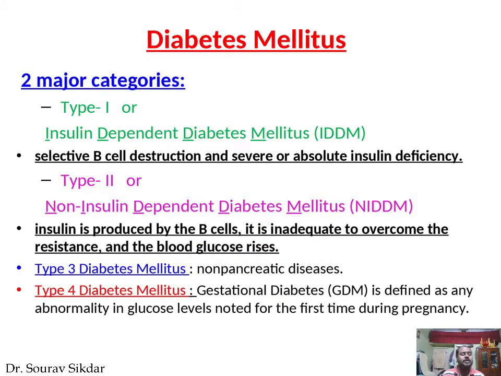Type 1 is insulin dependent diabetes mellitus, that is IDDM, where there is selective beta cell destruction and severe or absolute insulin deficiency. And type 2, which is also very common, is called non-insulin dependent diabetes mellitus, that is NIDDM, where insulin is produced by the beta cells but it is inadequate. That means beta cells are there and always produce insulin, but it is not enough to maintain the balance of glucose.